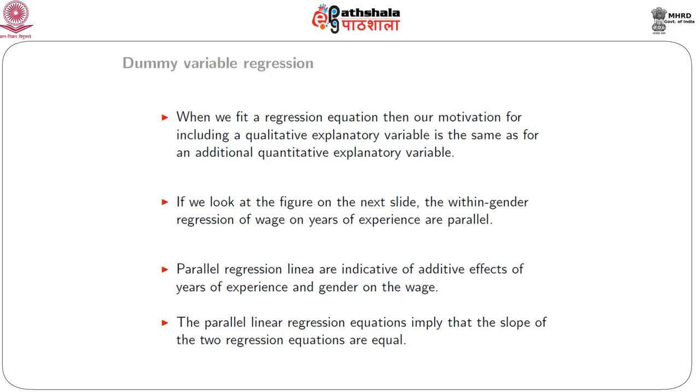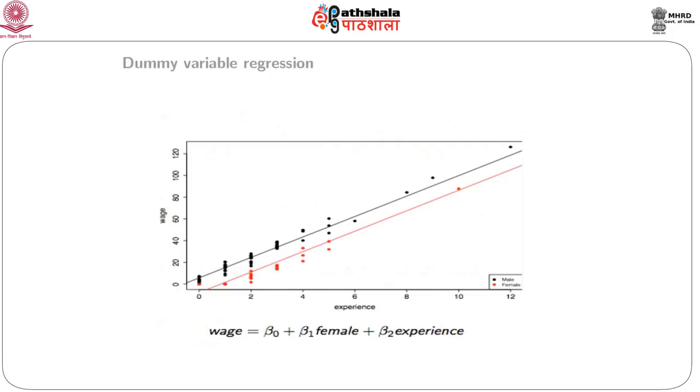The parallel linear regression equations imply that the slopes of the two regression equations are equal. However, as we have seen on the previous slide, the intercept term changes. Initially for female we had intercept alpha hat, and for male we had intercept alpha hat plus beta hat. So the added term in the intercept gives us the second regression equation, which has the same slope and hence is parallel to the previous one, but it has moved by the quantity beta hat along the intercept.